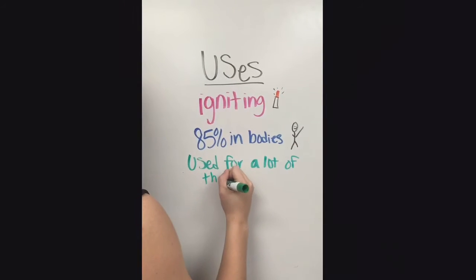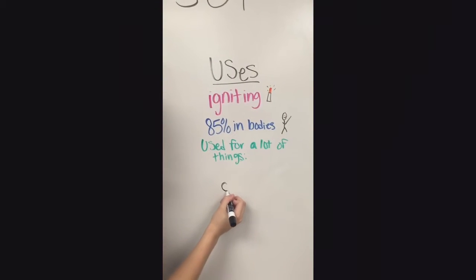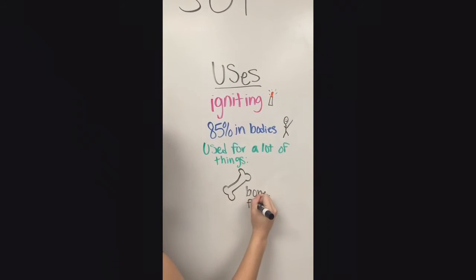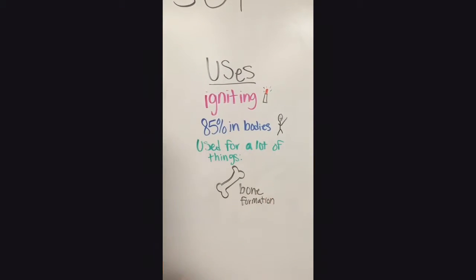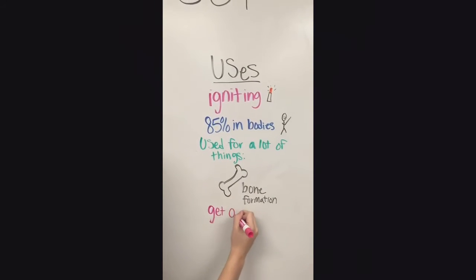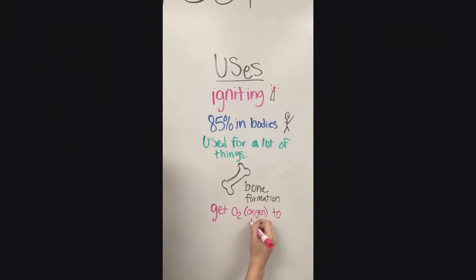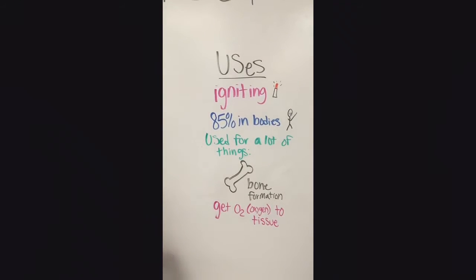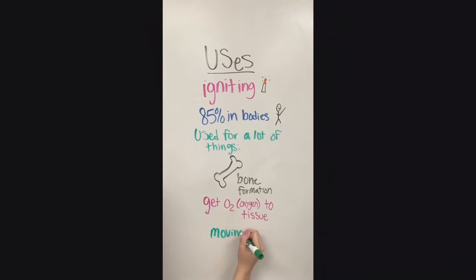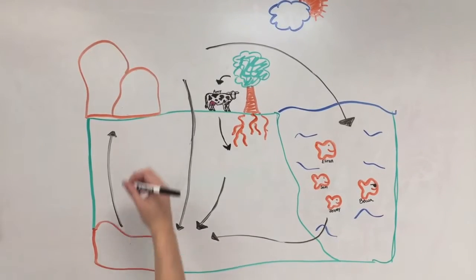Phosphorus is used for a lot of things. Like I said, phosphorus is in your bones. 85% of your bones are phosphorus. They help form the bones. Phosphorus also helps with getting O2, otherwise known as oxygen, to your various muscles and tissue. And it also helps move the muscles around inside your body.